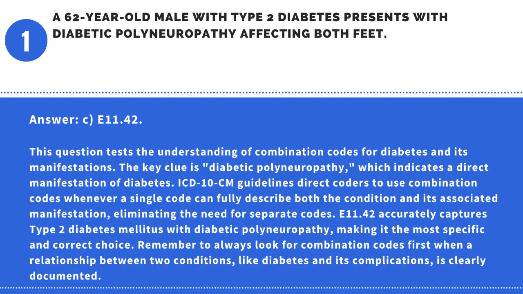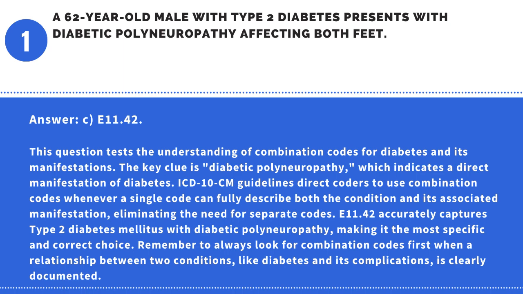Answer C. E11.42. This question tests the understanding of combination codes for diabetes and its manifestations. The key clue is diabetic polyneuropathy, which indicates a direct manifestation of diabetes. ICD-10-CM Guidelines direct coders to use combination codes whenever a single code can fully describe both the condition and its associated manifestation, eliminating the need for separate codes. E11.42 accurately captures type 2 diabetes mellitus with diabetic polyneuropathy, making it the most specific and correct choice.